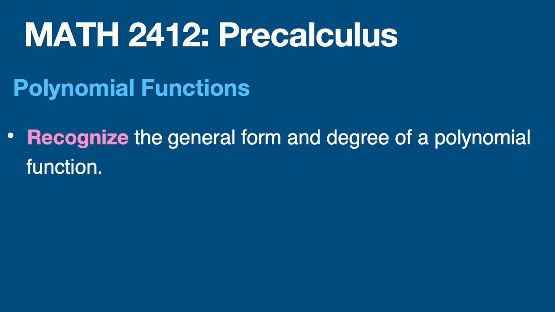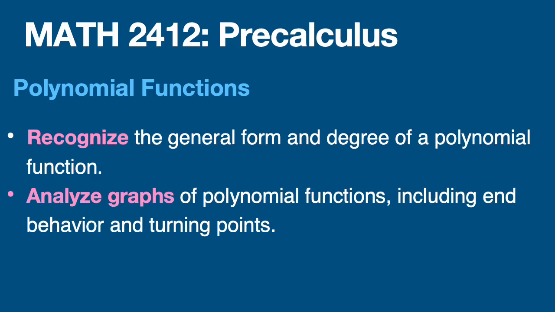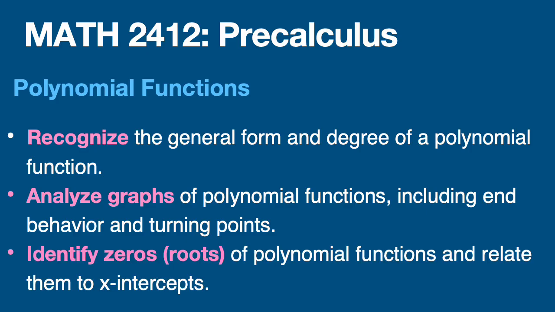So what are we going to study? First, we're going to recognize the general form and the degree of a polynomial function. What is the general form of a polynomial function? Second, analyze graphs of polynomial functions, including end behavior, turning points, and zeros with multiplicity. Third, we're going to identify zeros of a polynomial function, which is related to the x-intercept. That's the main concept of polynomial functions.